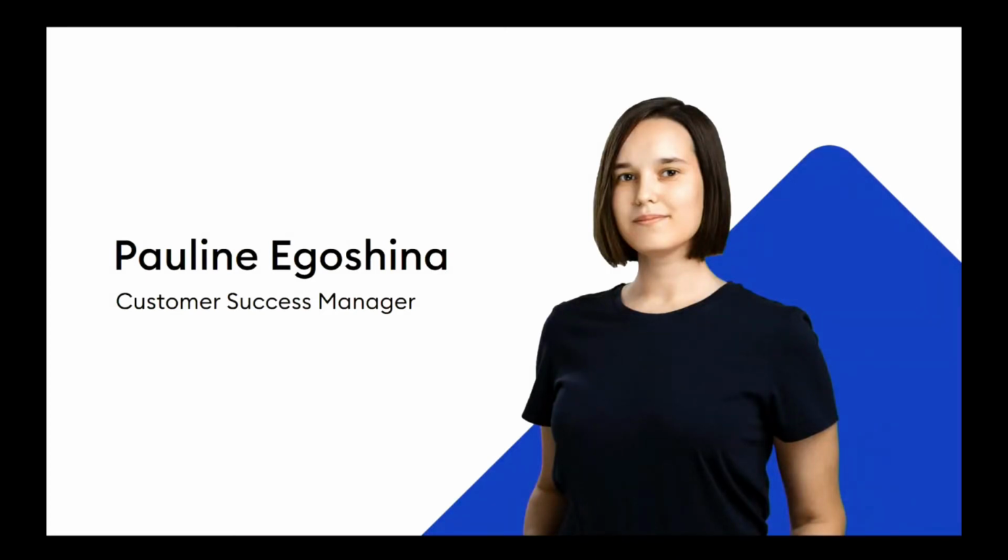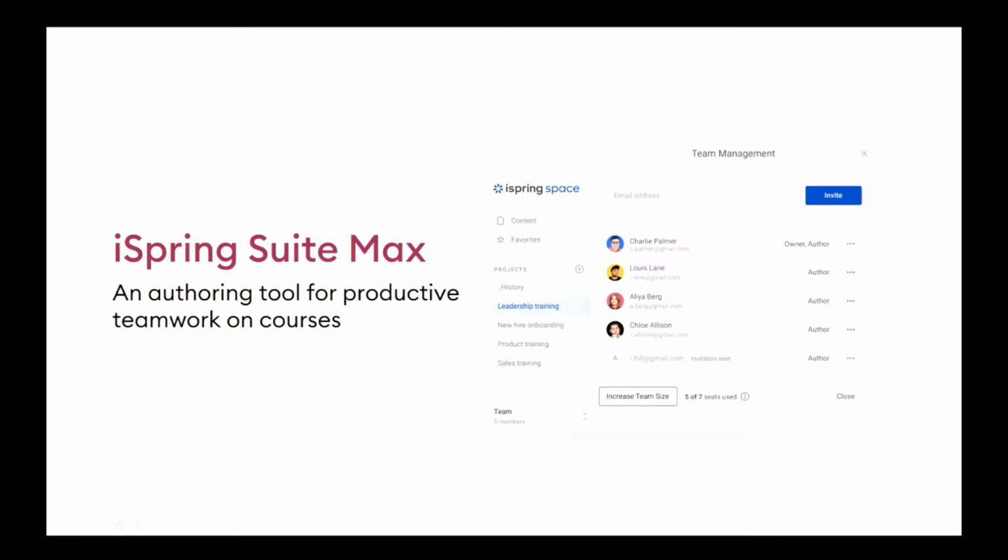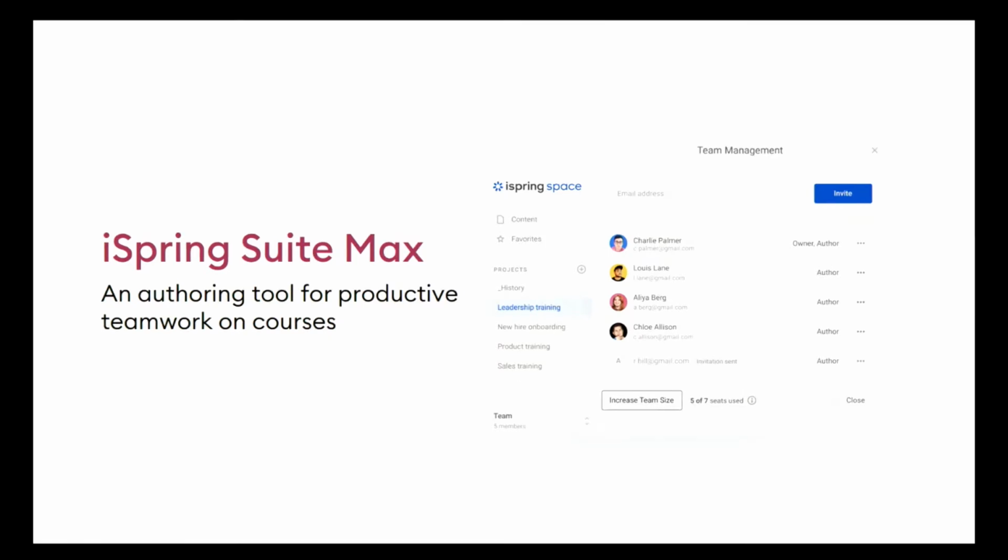Okay, awesome. So hi everyone again. My name is Pauline and I'm a customer success manager with iSpring and I will be presenting for you today. And first, I'm pleased to introduce you iSpring Suite Max. It's an e-learning authoring toolkit that will help you build interactive e-learning courses. The iSpring Suite Max authoring tool is a PowerPoint-based add-in that allows you to create interactive e-learning courses. It has a lot of great features for building quizzes, interactions, and dialogue simulations.